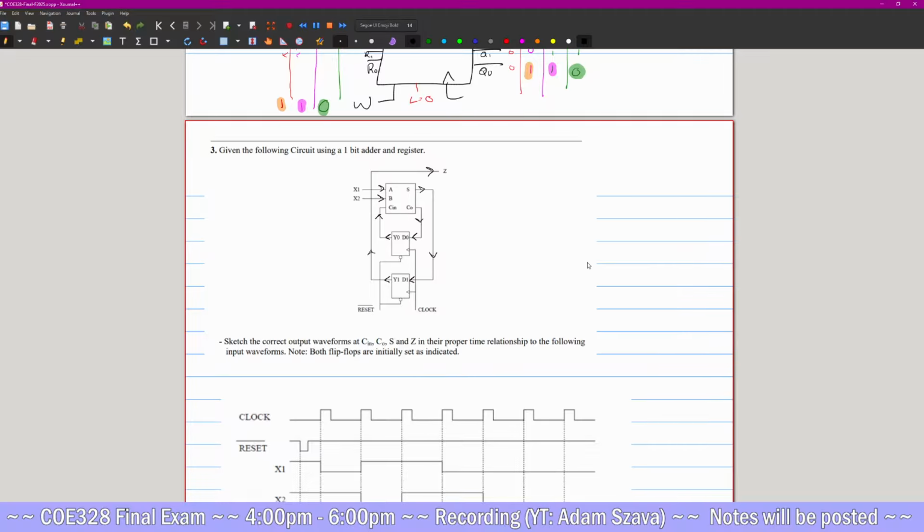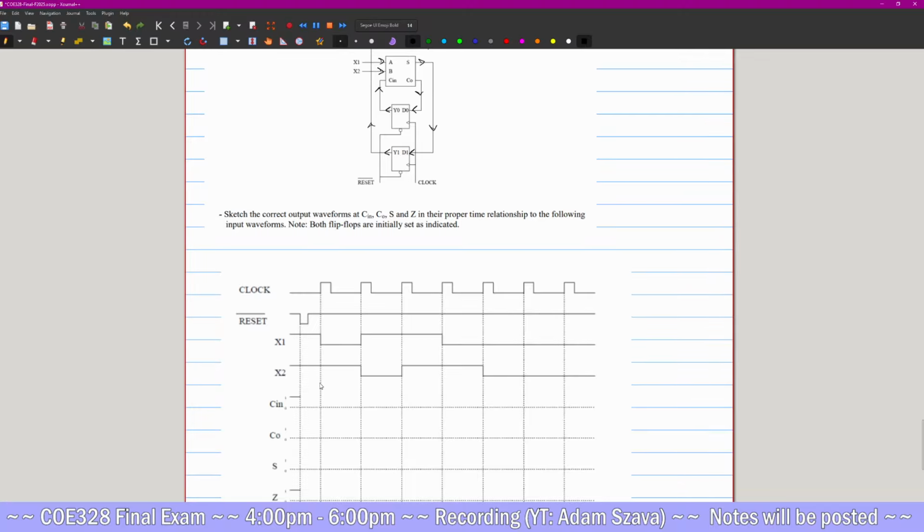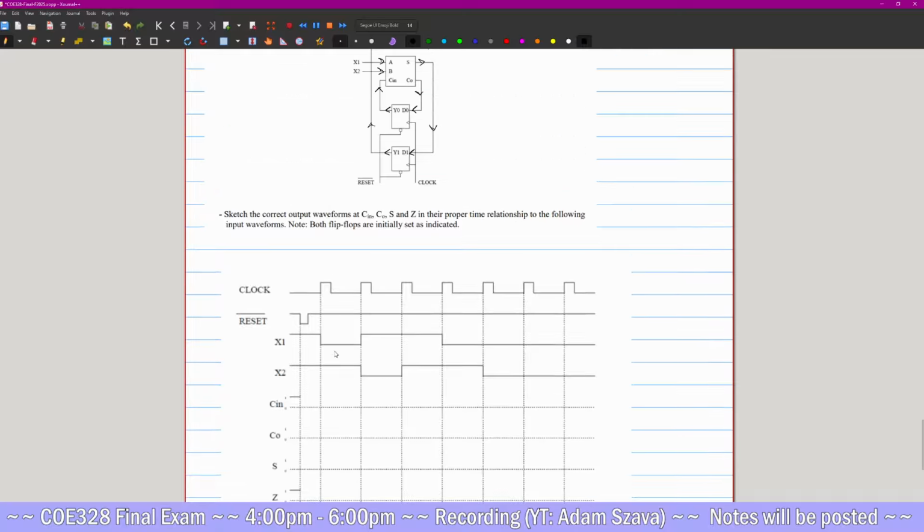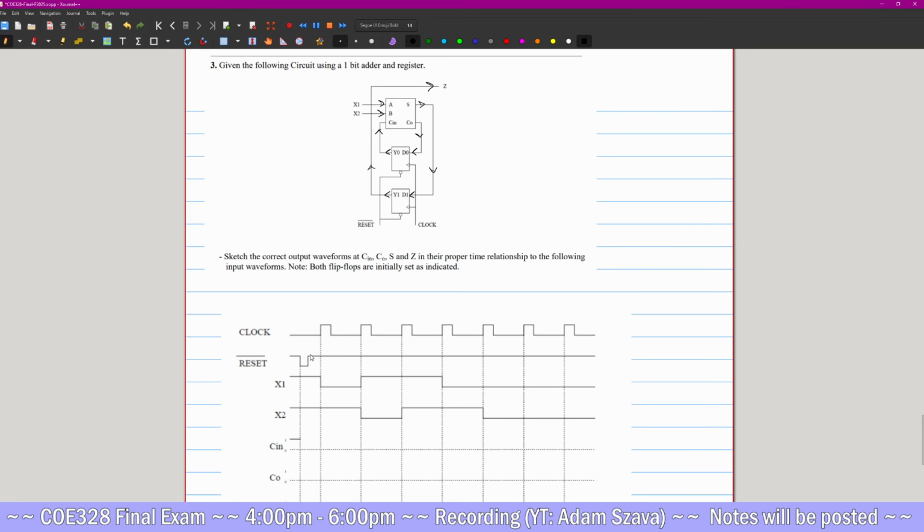Anyways, so now we want to follow this waveform, and we are given those things that I was saying you need. We were given the value of clock, reset, x1, x2, and so on. So you can find the rest of the things. Okay, so let's do it. C in, C out, S and Z are the values we need to find. At this instant, this is a low active reset, right? So it goes low, it resets. And then it's high, so we're not resetting anymore. The values of x1 and x2 are both 1.